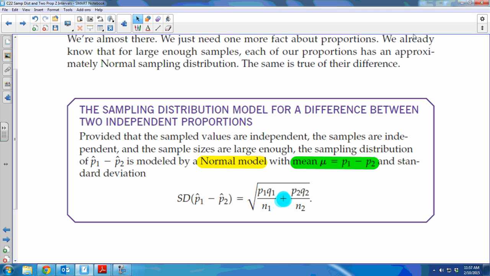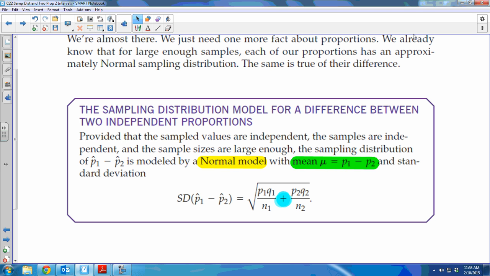Well, the same thing is happening here, but our statistic is different. Our statistic is no longer just p hat by itself. What is our statistic going to be? P hat 1 minus p hat 2. Plus or minus, are we still using a normal model? So then we're still using a z critical value. That doesn't change. If you're 95% confident, you're still using 1.96, and so on and so forth.